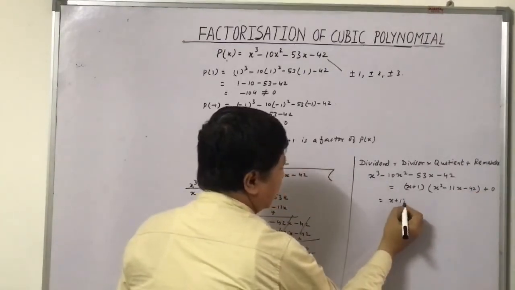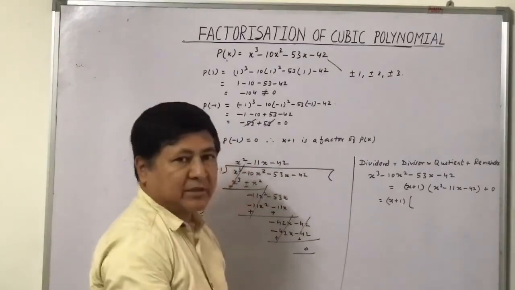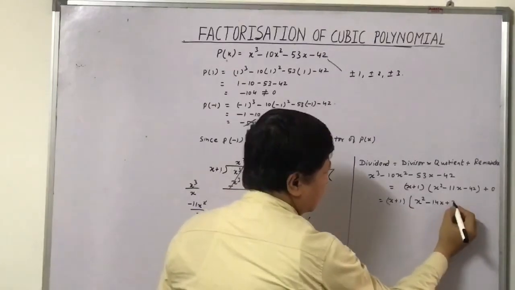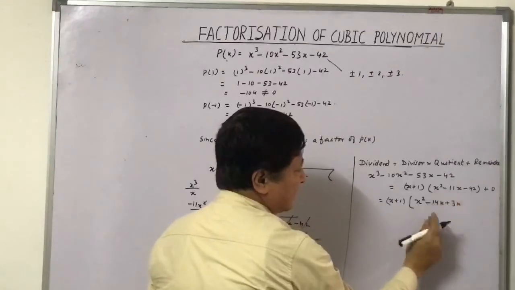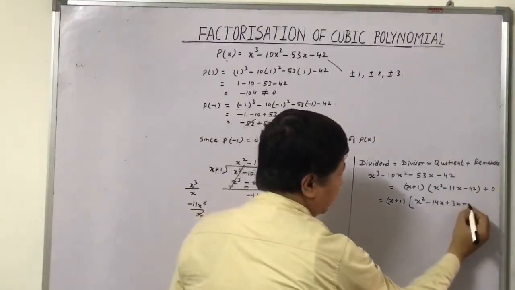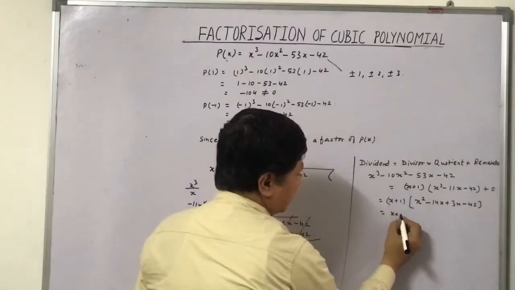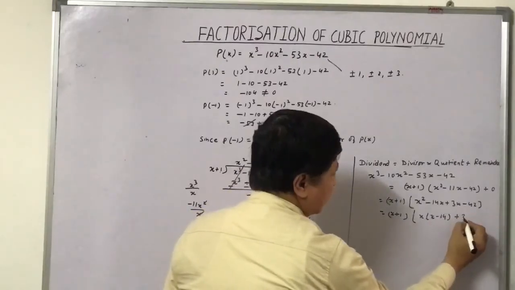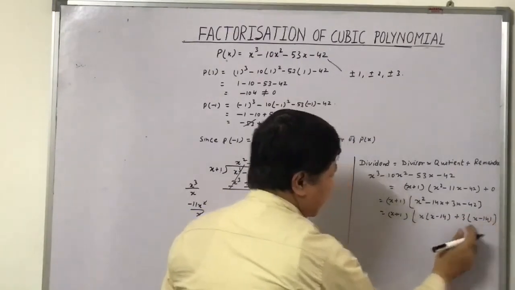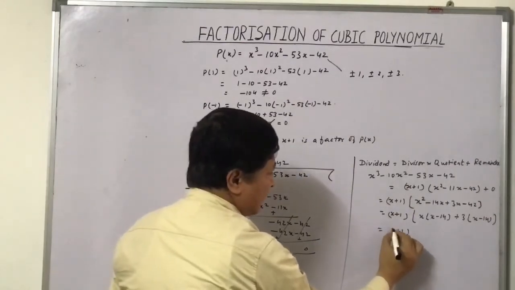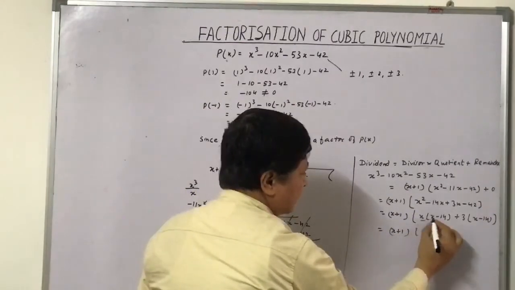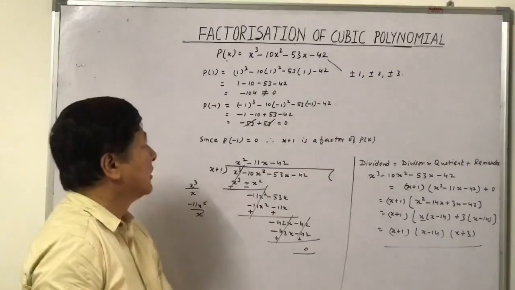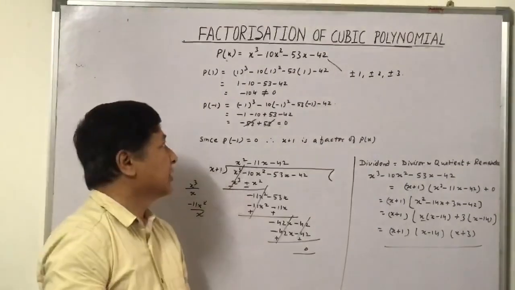Now we will solve this by splitting the middle term, x square minus 11x minus 42. So this will be x square minus 14x plus 3x, since minus 14 plus 3 becomes minus 11x, and minus 14 into 3 becomes minus 42. Now let us solve this. Here x will be common, so x minus 14, here 3 will be common, x minus 14. So x minus 14 is common here, so we will take x minus 14, and the thing which is left is x plus 3. So this is the final factorization of the cubic polynomial x cube minus 10x square minus 53x minus 42.